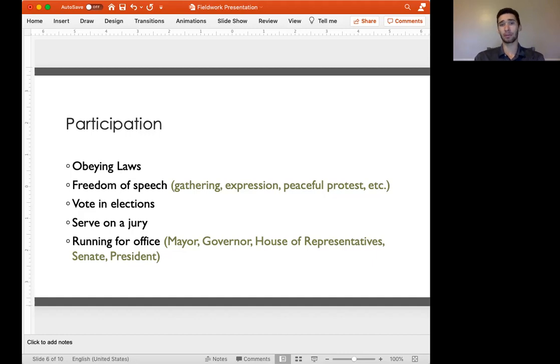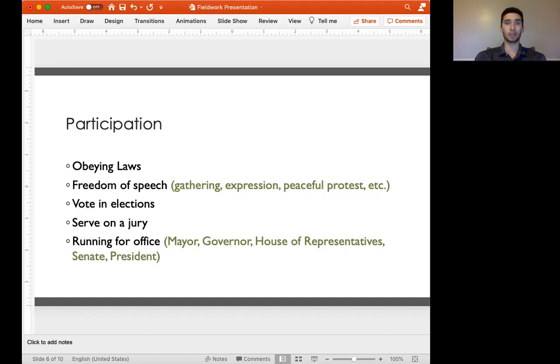Participation, these are some examples of how we can participate as citizens, sometimes even non-citizens, in the United States. First and foremost, obeying laws. That is a big, big thing, that laws don't mean much if we don't obey them. So that's one simple way that we can obey laws and participate in the political process.